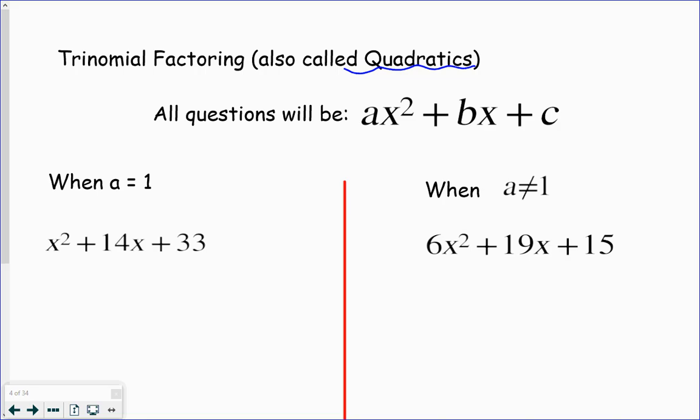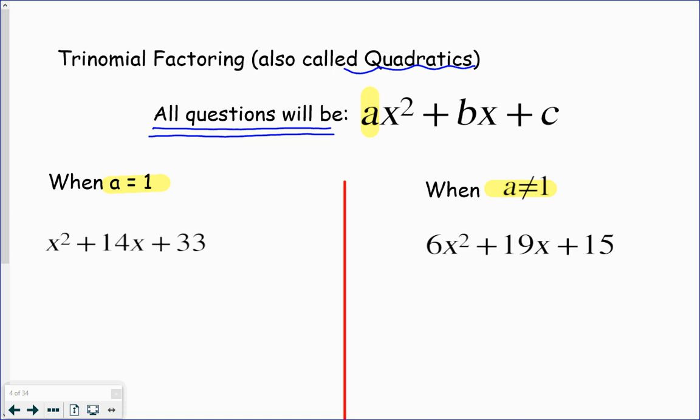Okay? So all of these questions, all of them, have to look like this. So something x squared, something x, and then a something on the end. So it's called trinomial because there's 3 terms, ax squared, bx, and c, but it's not just any 3 terms. It has to be x squared, x, number. Now, here's the catch. There's 2 types of trinomial factoring. There's the ones where a equals 1, and there's the ones where a doesn't equal 1. The ones where a doesn't equal 1 are harder to do than the ones where a does equal 1.